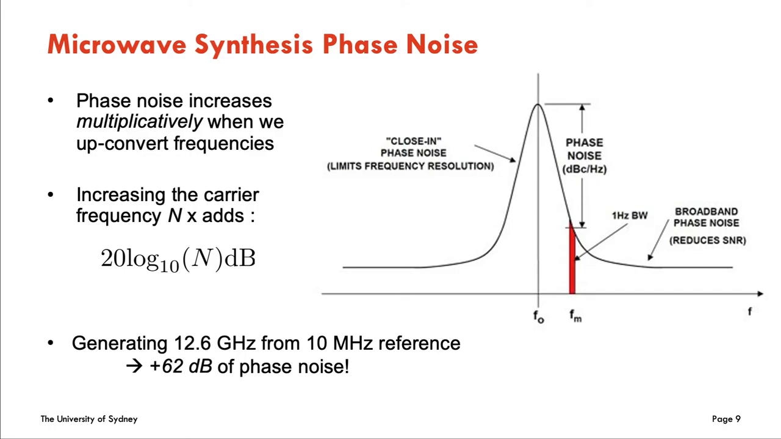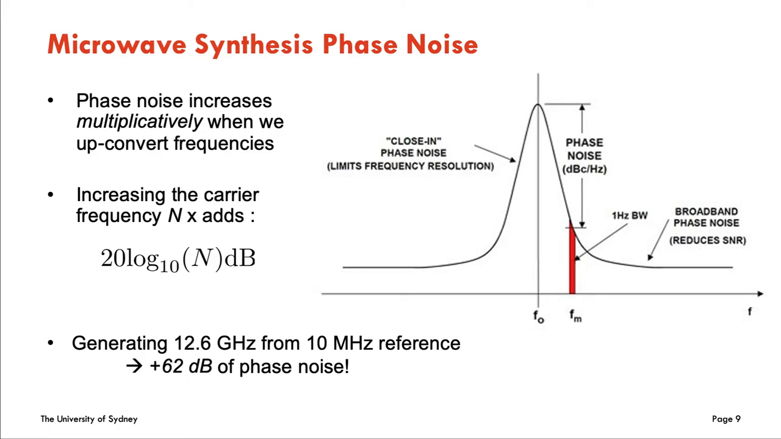One of the problems we face in our experiment is phase noise. Phase noise increases multiplicatively with frequency, which means that despite having a stable and clean reference at 10 MHz, by the time it's converted up to 12 GHz for our control field, we've added 60 dB of phase noise. The ideal way to improve this would be to have a higher frequency reference source.